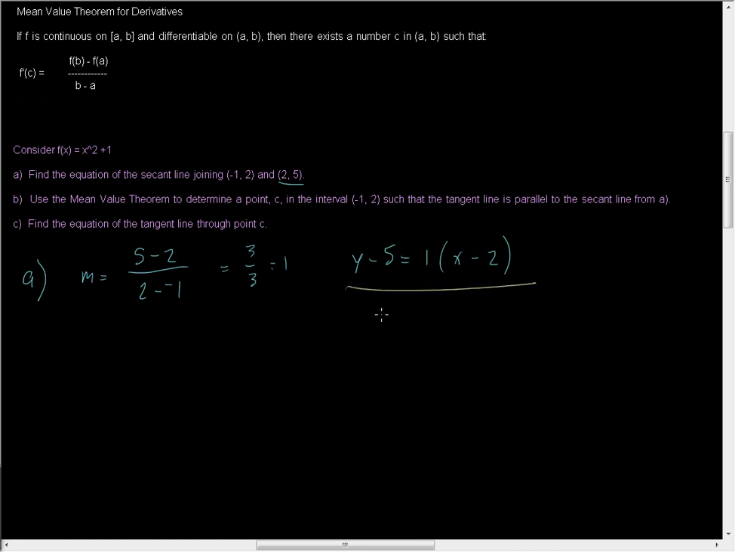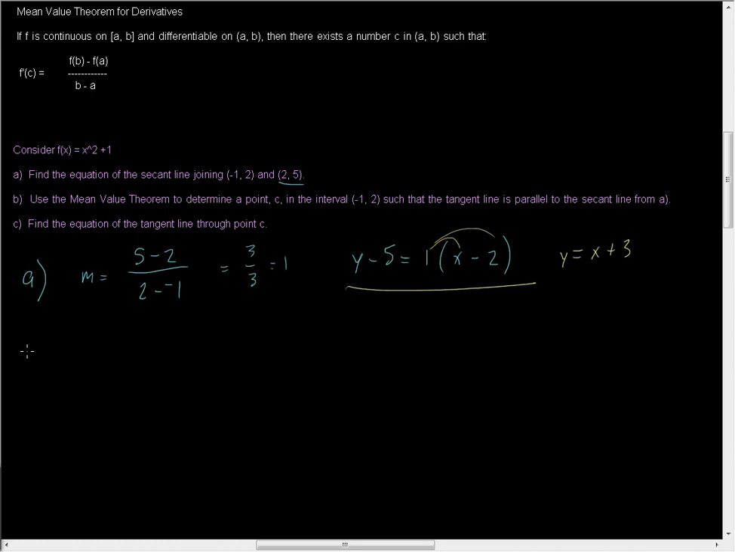That answers the question. It says find an equation for the secant line. That's the equation for the secant line. Now you can clean this up a little bit, and if you want to throw this in y equals mx plus b, you distribute the 1 and then add 5 to both sides, and so you get y is equal to x plus 3. That's an alternative form. It's not required though.